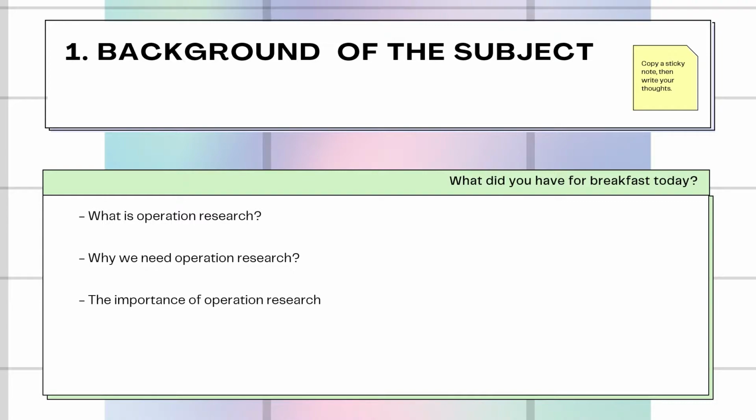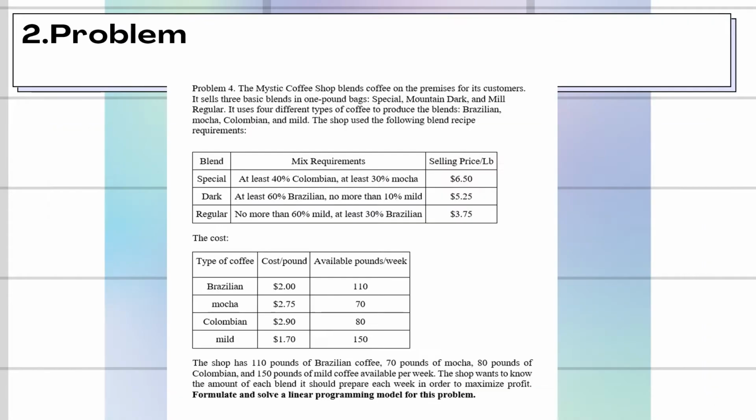And the third is the importance of operation research. The purpose of operation research is to achieve the best performance under the given circumstances. It involves the optimization of the problem by comparing and narrowing down the potential options. Next part, we continue to the problem. This is problem 4, which we choose to solve.